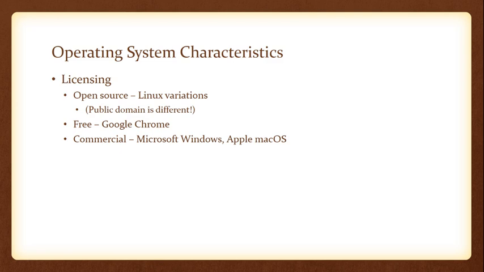Some important things about operating system characteristics is that operating systems are available in 3 different ways, and these are called licensing. The first one is open source. Open source allows users to modify the existing operating system to fit the user's needs. Now, most operating systems are not open source. You have to use them the way they were created.